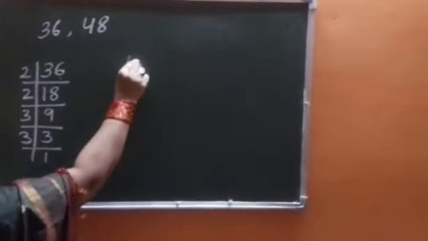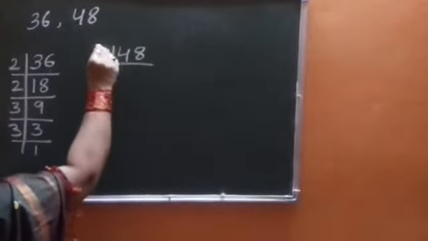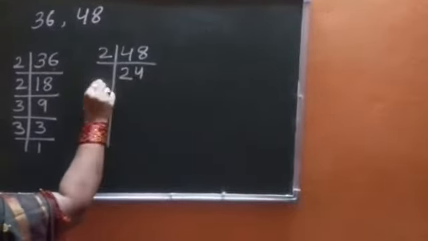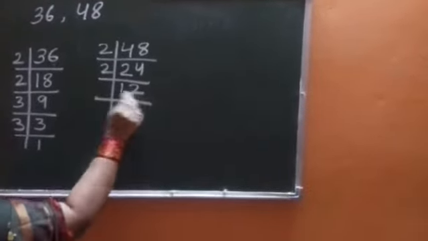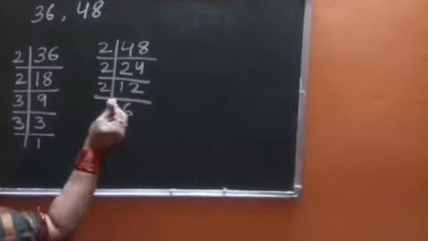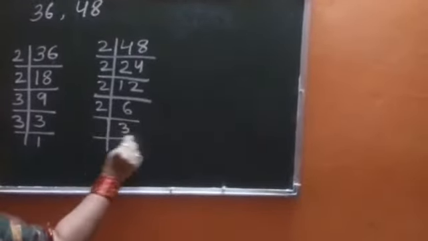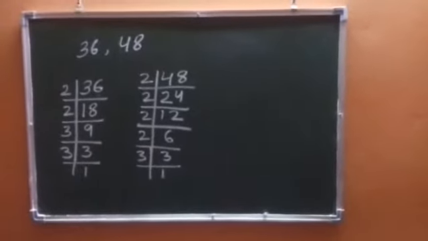Now we will go for 48. By 2 we will divide. 2 twenty-fours are 48, 2 twelves are 24, 2 sixes are 12, 2 threes are 6, and 3 ones are 3. So these are the prime factors of 48.